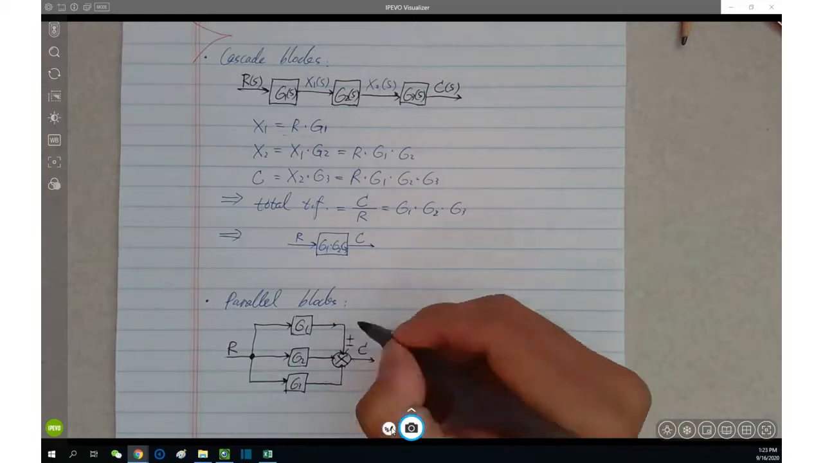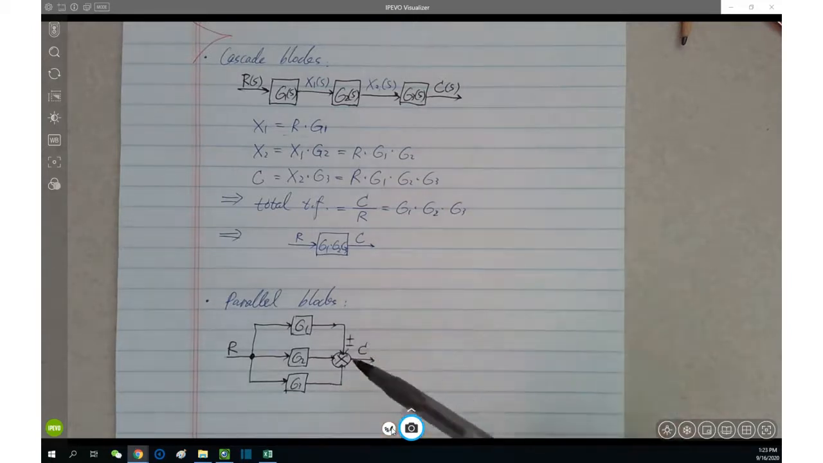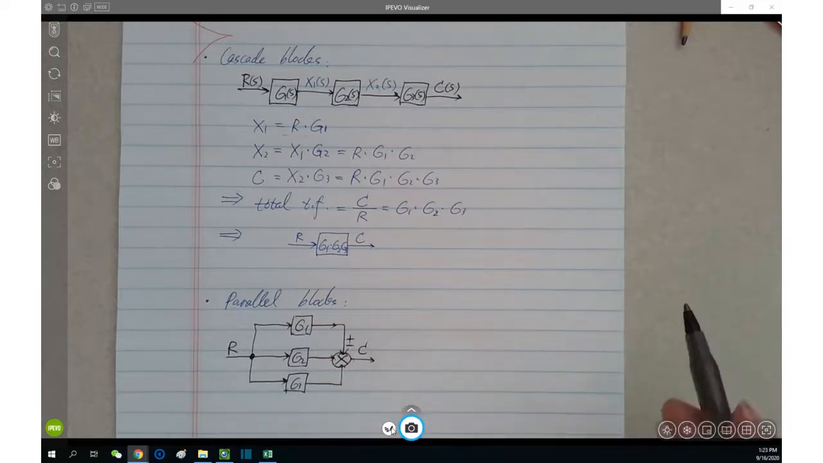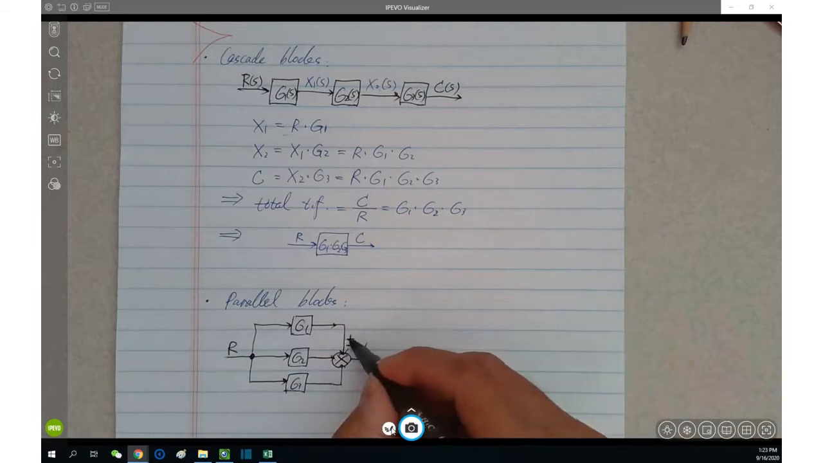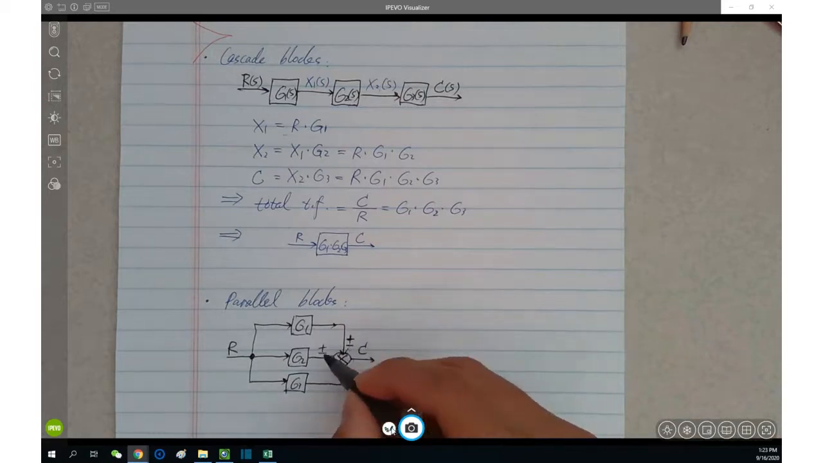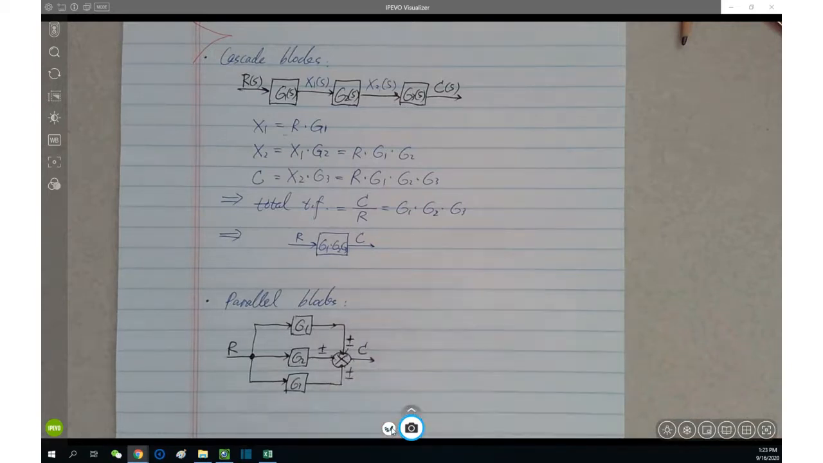So as we said, a summing junction could either positively or negatively sum up the signals. So here we label them as positive, negative, and positive, negative. All right. Again, either positively or negatively. Either way works. Then what is the total transfer function? Once again, that's capital C over capital R.